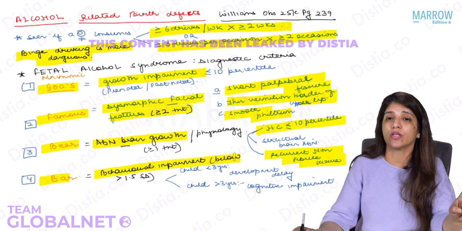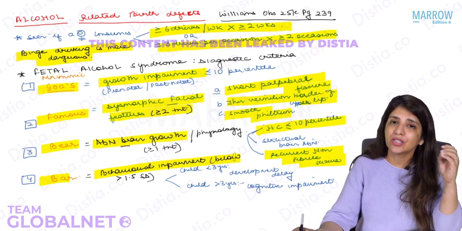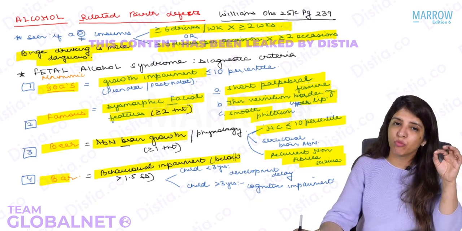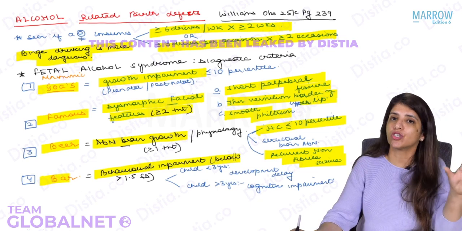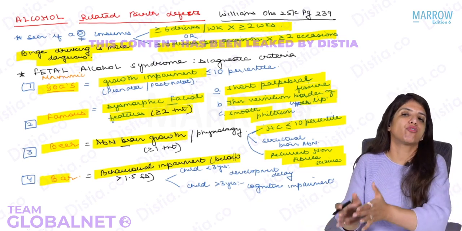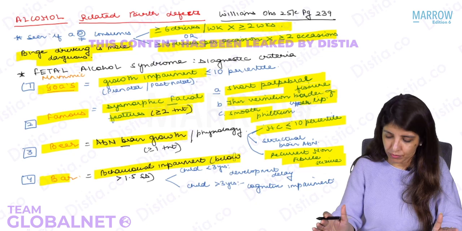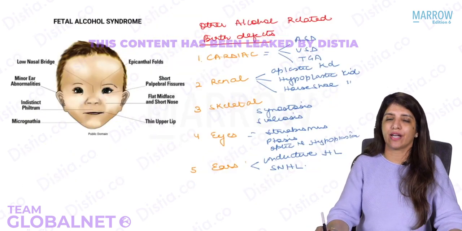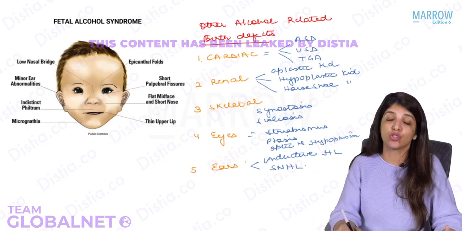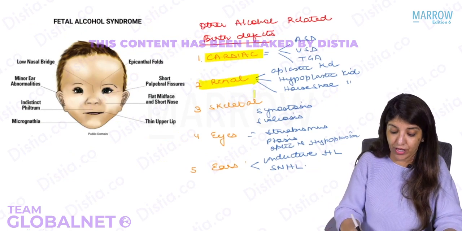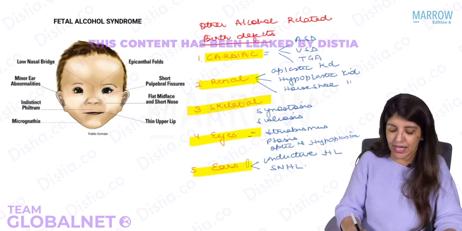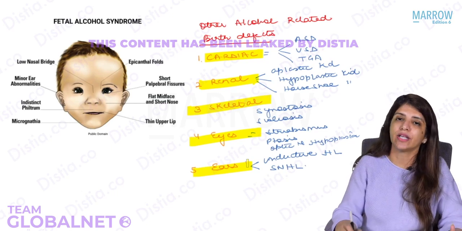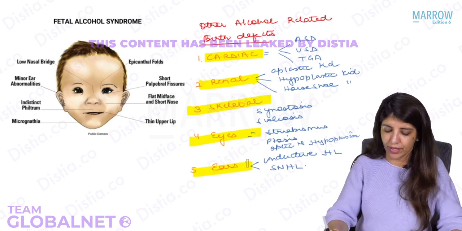In fetal hydantoin syndrome, it was the distal limb involvement. For example, there were hypoplastic phalanges and small nails, which distinguished fetal hydantoin syndrome from fetal alcohol syndrome. Right? Now, in fetal alcohol syndrome, apart from the diagnostic criteria, it doesn't mean you don't get cardiac defects. You may get cardiac defects, renal defects, skeletal defects, eye defects, and ear defects as well. But they are not included in the diagnostic criteria. Right? Okay.